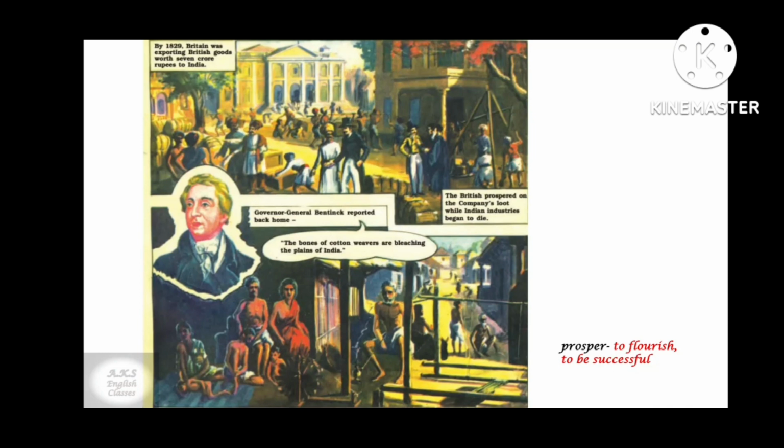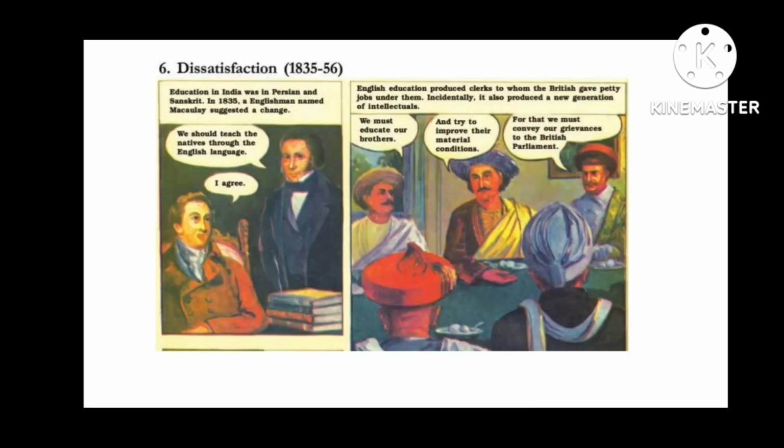While the British were making profit, Indian industries were crippling. They were dying. Governor General Bentinck reported back home, "The bones of cotton weavers are bleaching the plains of India." The situation was so bad that even Governor General Bentinck reported that Indians are completely ruined. They have nothing. In fact, now they have just their bodies, which are bleaching the plains of India. The plains of India are colored because of their blood. There is nothing in India now.